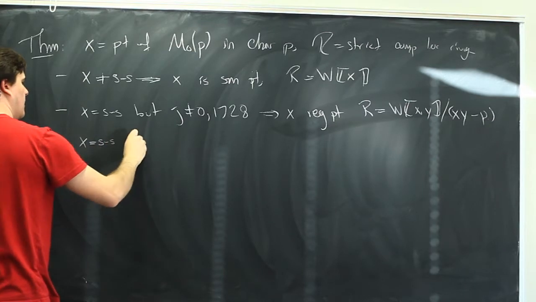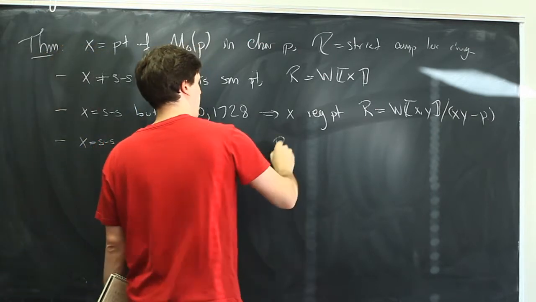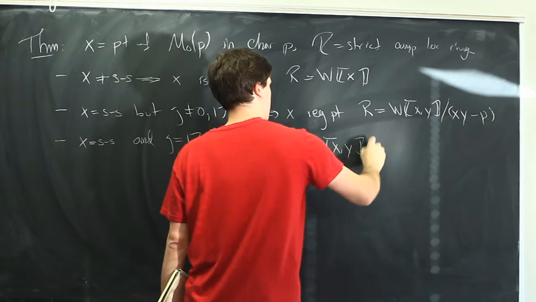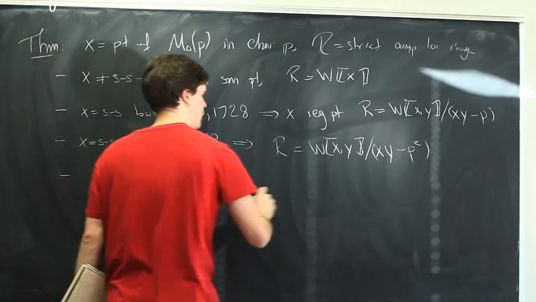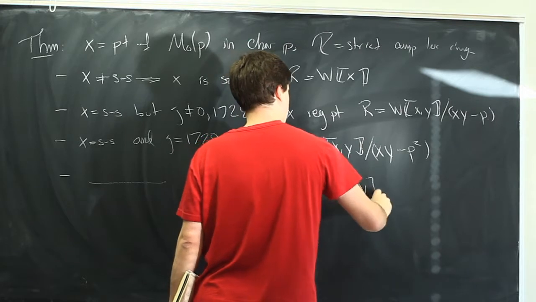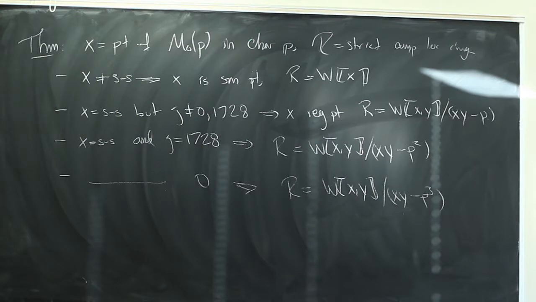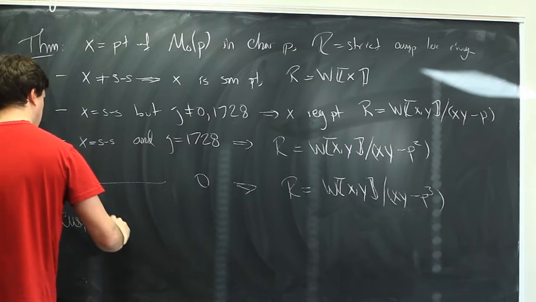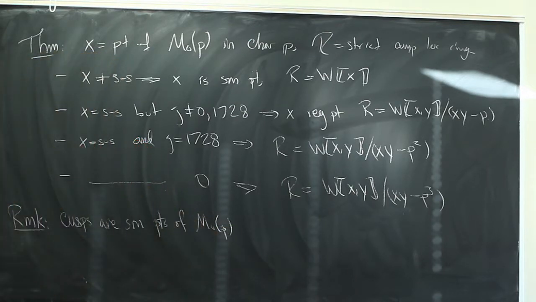If x is supersingular, and its j invariant is 1728, then R is W adjoin x, y mod xy equals p squared, which is not regular. And if it's 0, then it's the same thing with the cube. Okay? And actually, I've just been doing M0(p), but we already know what happens at the cusps. So the cusps are smooth points, right? If we just think about that picture in characteristic p, when things are getting glued together, the cusps are away from what's being glued, so they're fine.